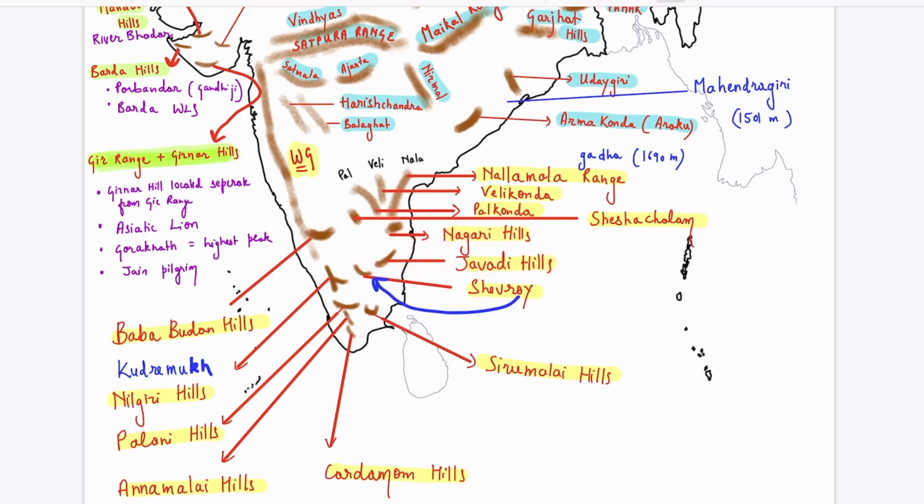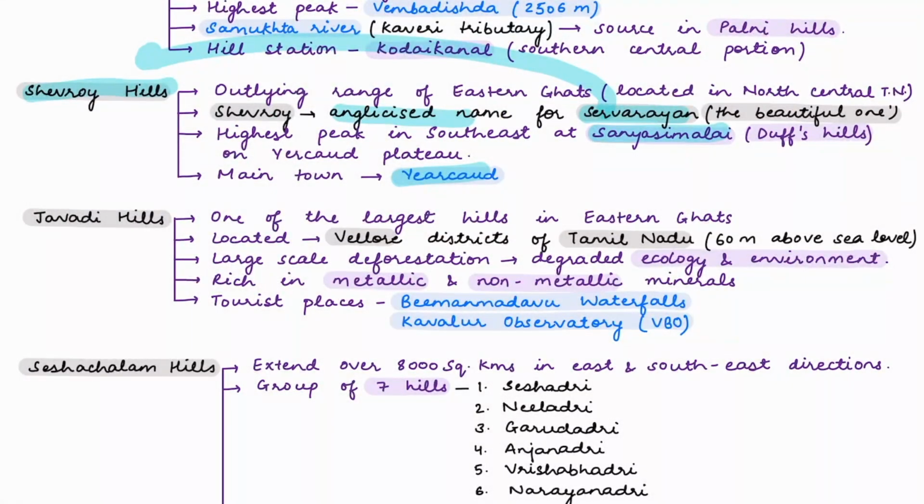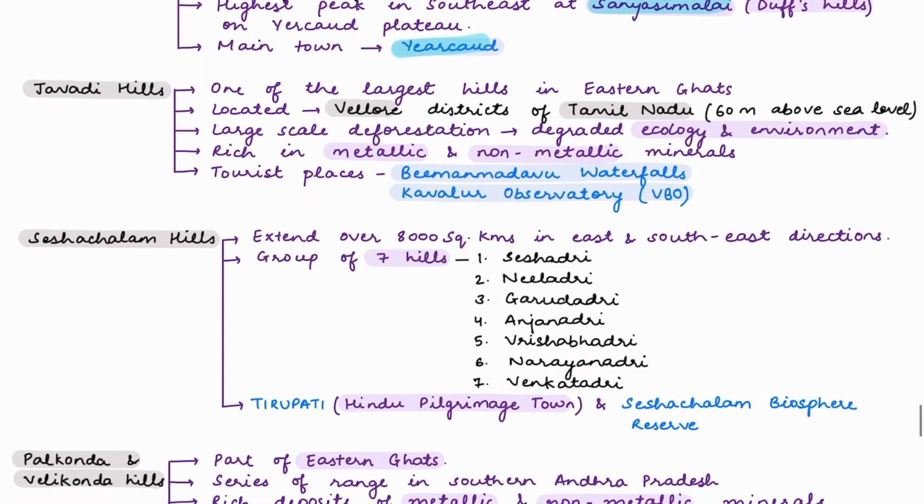Then after the Chevrolet Hills, the next hill range that comes here is the Javadi Hills. If you see just on the north of the Chevrolet, we have Javadi Hills, which happens to be an important one. When we talk about the Javadi, first of all it is very important for the minerals found here, both metallic as well as non-metallic, and because of the exploitation of these minerals, a lot of deforestation has also happened, which has become a threat to the environment as well as ecology.